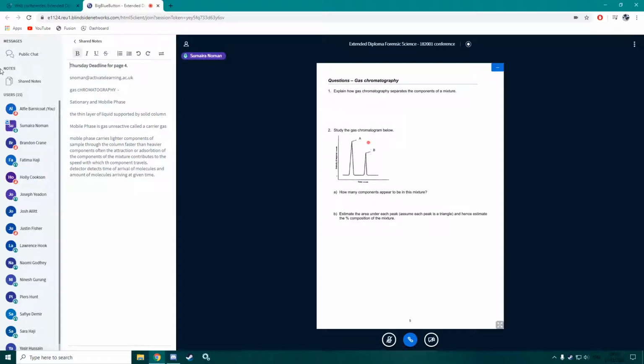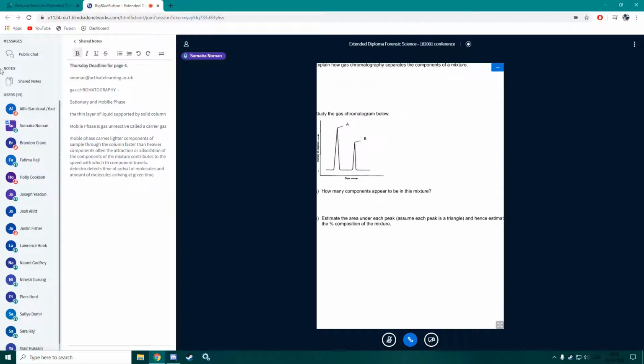Arriving at a given time. Okay, so you end up with something like there is in question 2. So you end up with this where you've got time at the bottom. Let me see if I can enlarge it a little so I can see it more clearly as well. Okay, and there you are. You have time across the bottom and intensity of response across the side, not identity, because the retention time gives you the identity. So there are two components in this mixture.